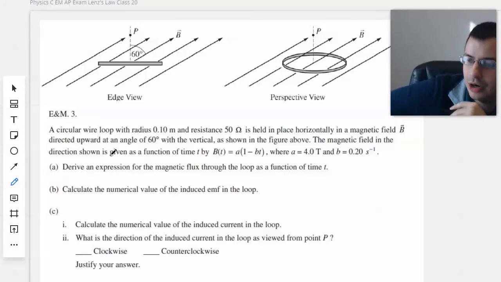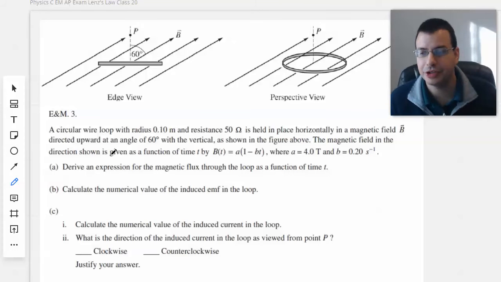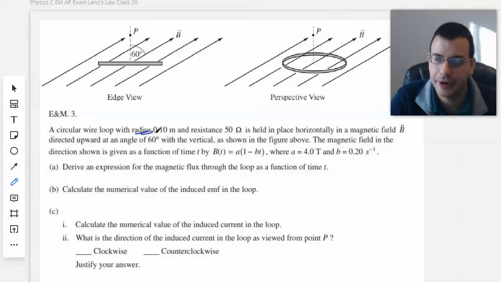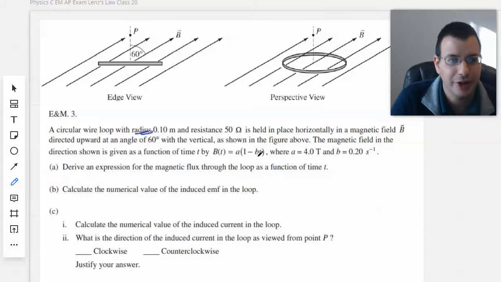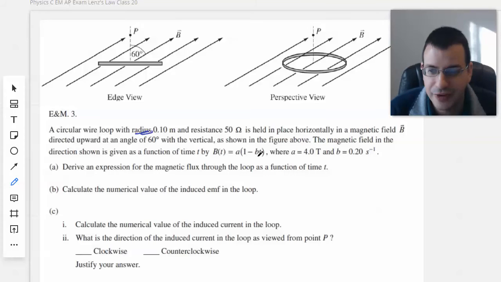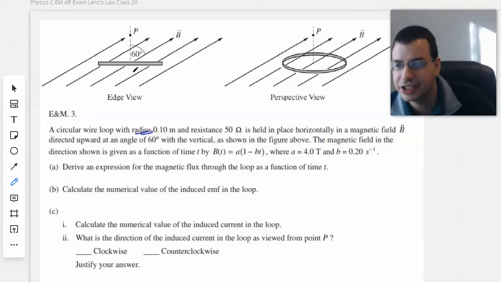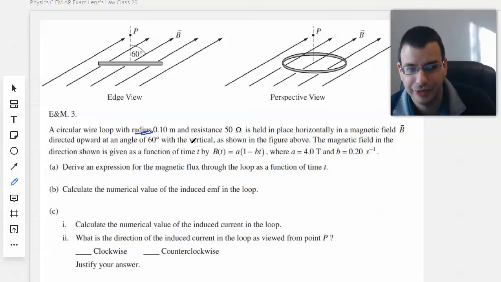A circular wire loop with radius 0.1 meters. Okay, so they're giving us radius here, not area. And it's specifically not diameter. And resistance of 50 ohms. Okay, it's held in place. It doesn't move. Horizontally in magnetic field B, directed upward at an angle of 60 degrees. Not perpendicular. And you can see here it's 60 degrees from the vertical, not the horizontal.